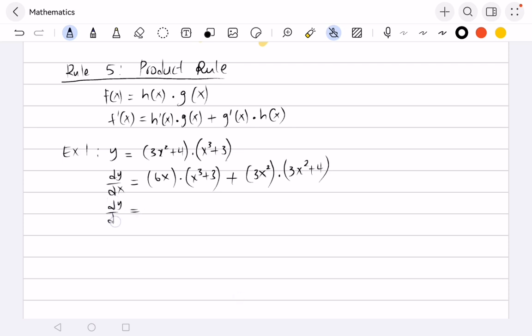simplify. So you can say dy over dx. Then you can easily simplify. You can say 6 multiplied by that. You get 6x to the 4 plus 6 times 3, you get 18x, plus 3 times 3x squared. That gives us 9x to the 4, plus 3x squared times 4. That gives us 12x squared.